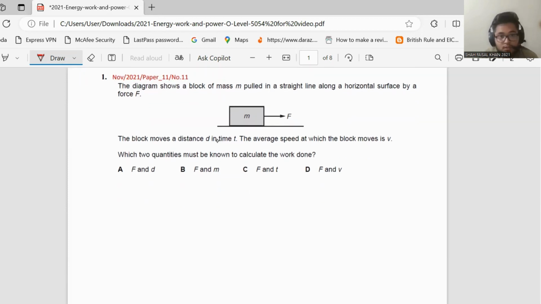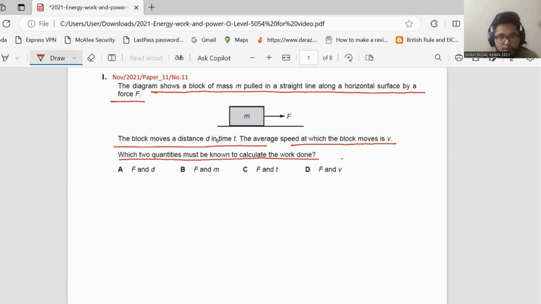So the first question is: the diagram shows a block of mass m pulled in a straight line along a horizontal surface by a force F. The block moves a distance d in time t. The average speed at which the block moves is v. Which two quantities must be known to calculate the work done?